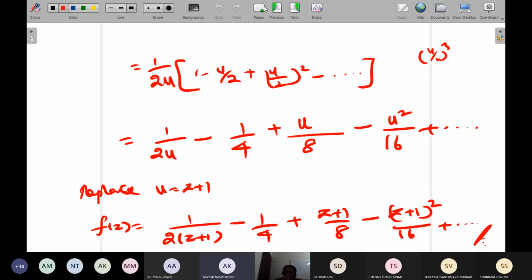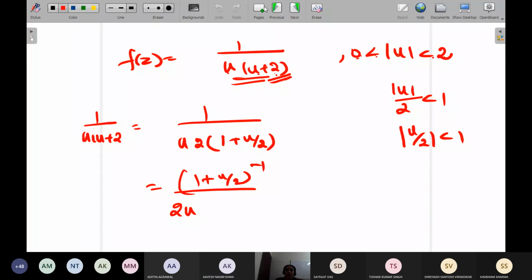But why are we using u instead of z? You can directly expand in terms of z itself, dear, but it will be convenient if you have a single variable. That's why I change it. If you are very confident, you can directly do the problem. There is no problem at all.